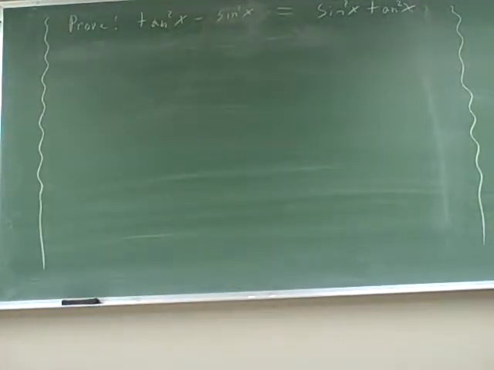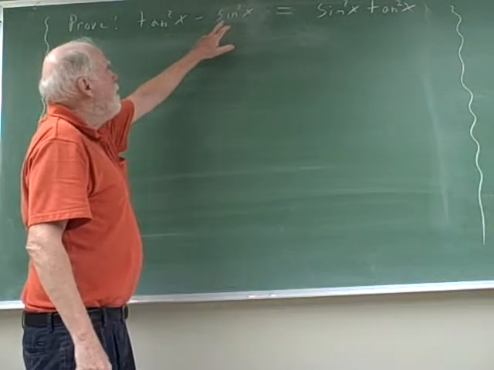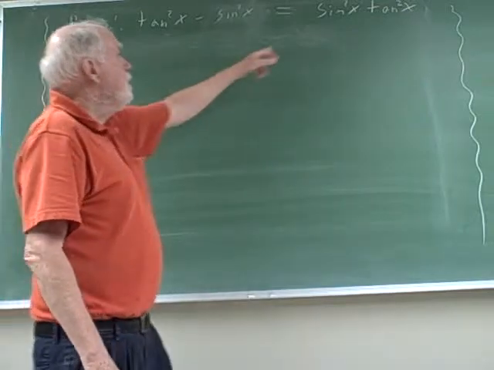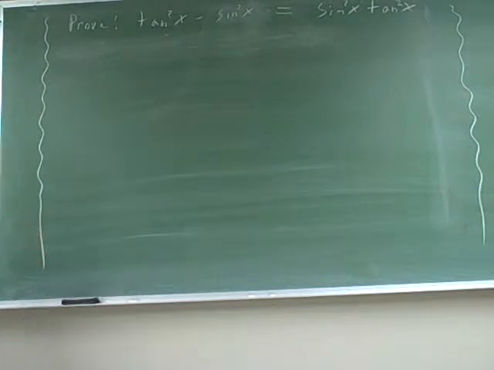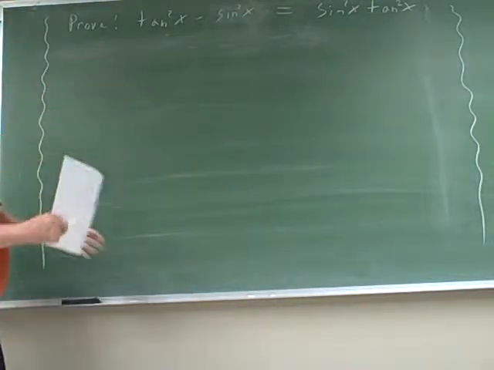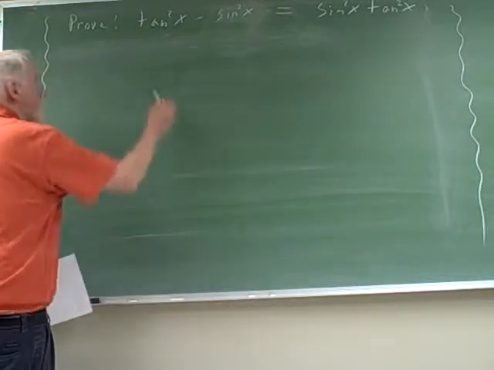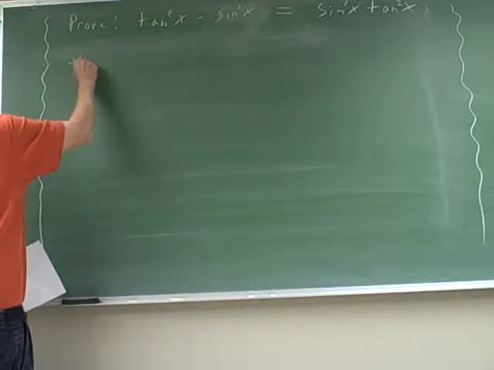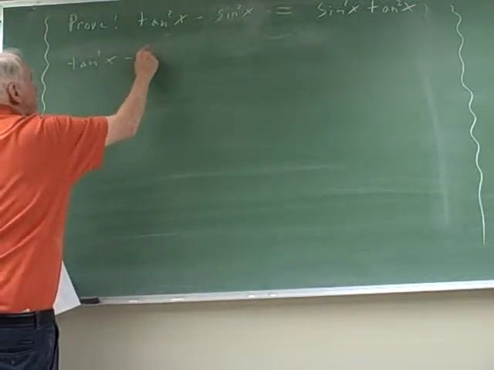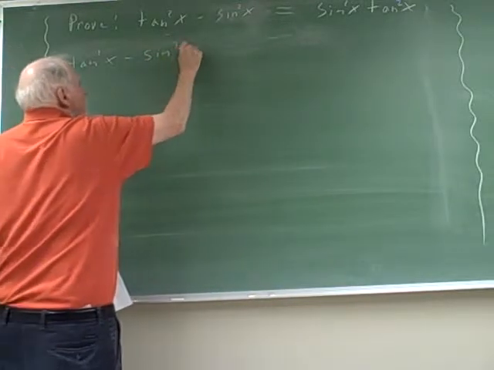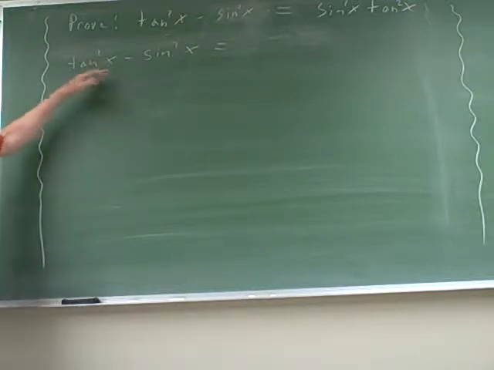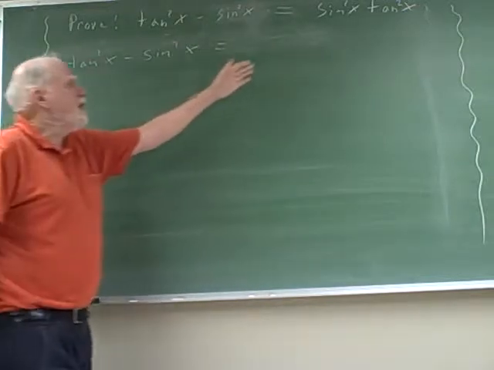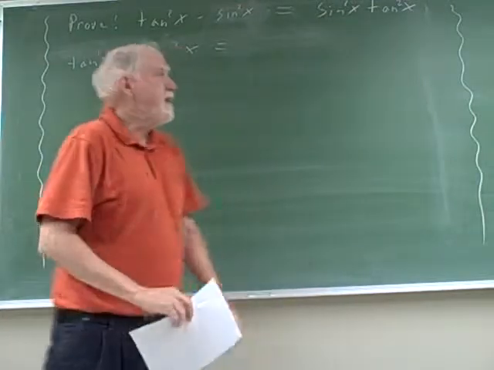Okay, what we're trying to prove here is that tangent squared x minus sine squared x equals this product, sine squared x times tangent squared x. So we can only work with one side. We're going to work with the more complicated side, tangent squared x minus sine squared x, okay? And we're going to manipulate this using identities and algebra, and we're eventually going to get to here. That's the idea on this.